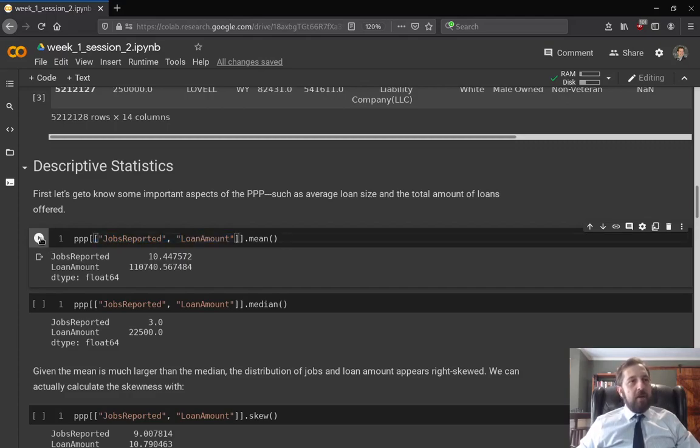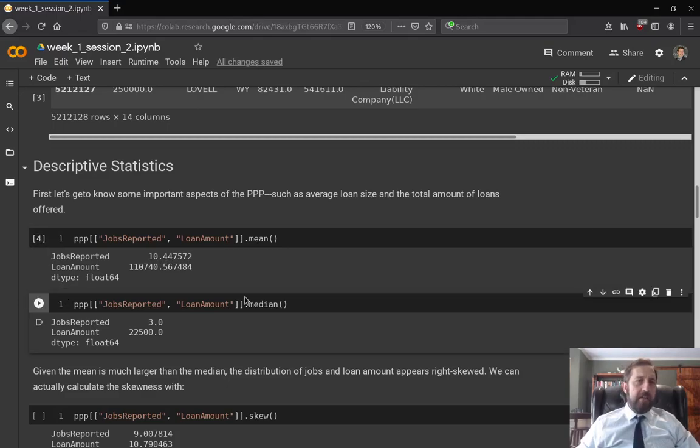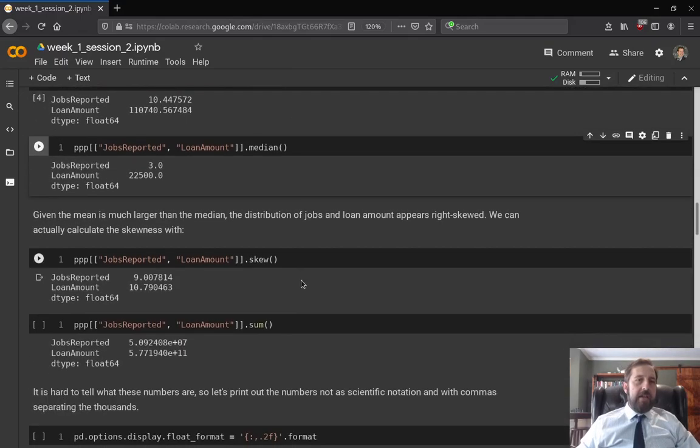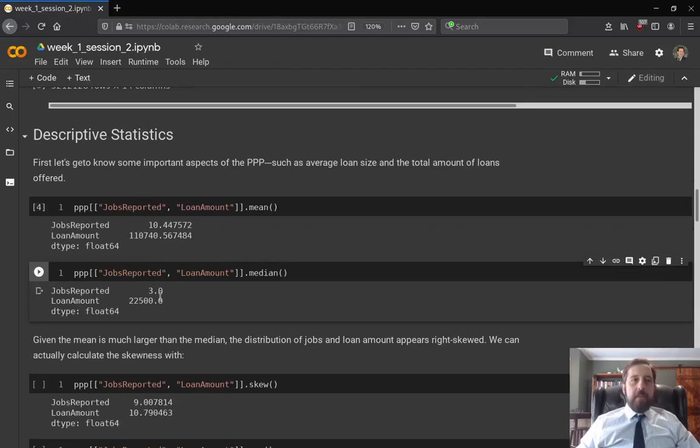Right? So we can go ahead and run that. It selects these two columns and then calculates the mean of each. And what we can see very quickly is the average number of jobs reported here is 10, and the average loan amount here is 110,000. So we can also check the median, right? So running the median here, we see the median is 3, so the median is much smaller than the mean.